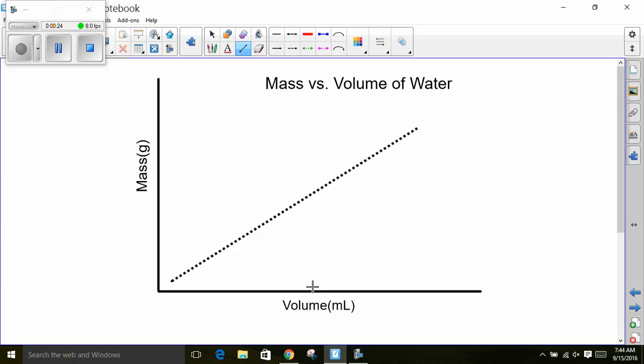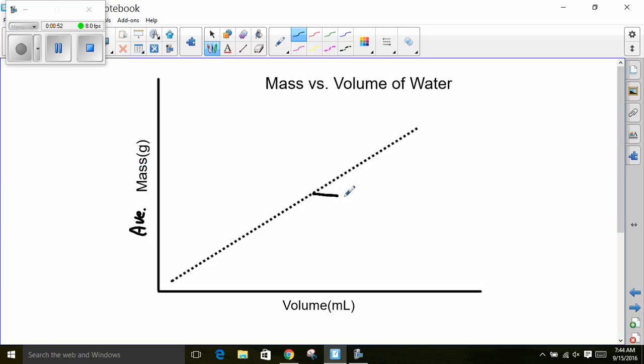In class, you picked various volumes, probably 10 volumes, and for each volume that you determined, you measured the mass using a balance. The volume was measured using a graduated cylinder. You then averaged the masses. You should have had 3, and so technically this would be the average mass in grams versus the volume of water.